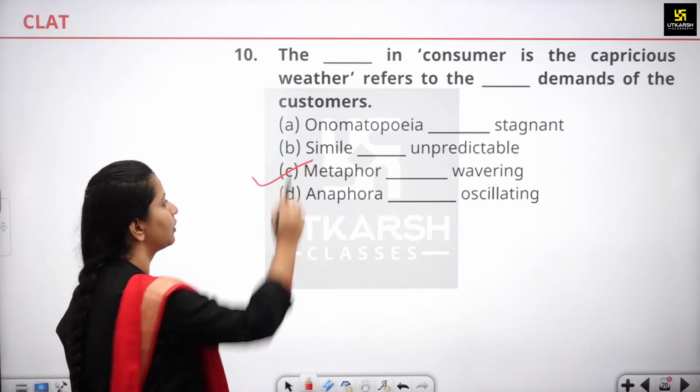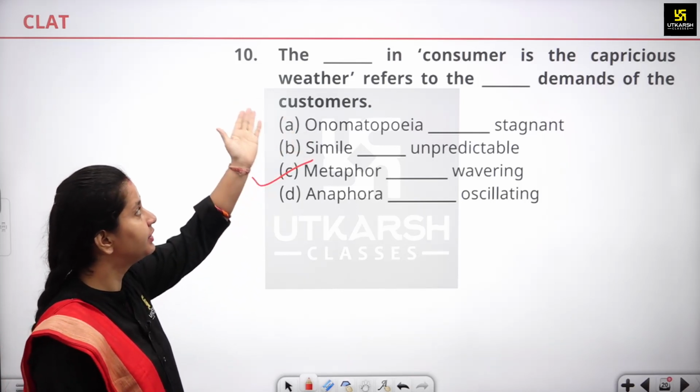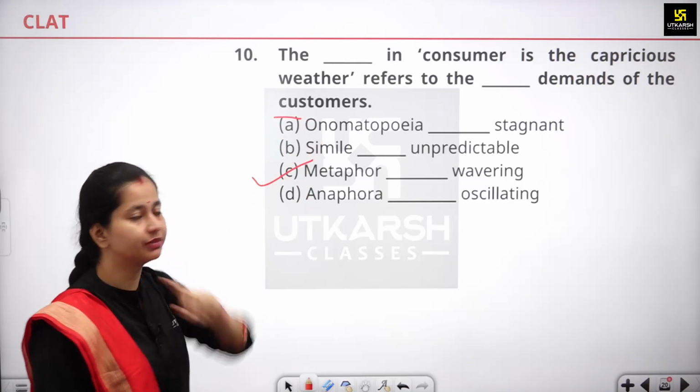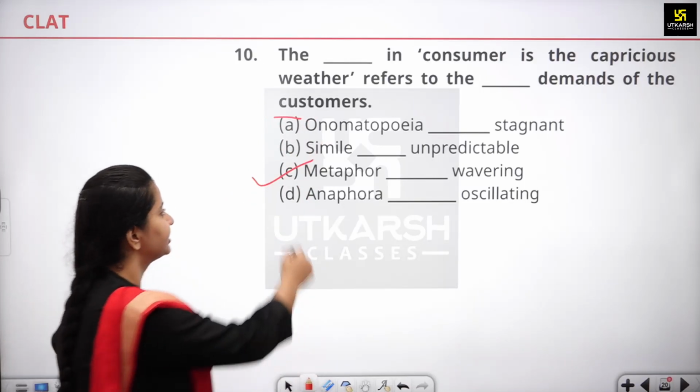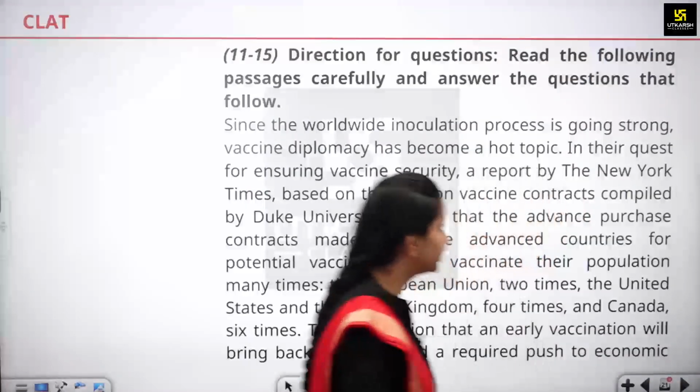So the correct answer is option C. Metaphor was there, refers consumer is the capricious weather, refers to the wavering demands of the customers would be the correct answer. So the correct answer to this question is option C here. Next question, what does the next passage says?